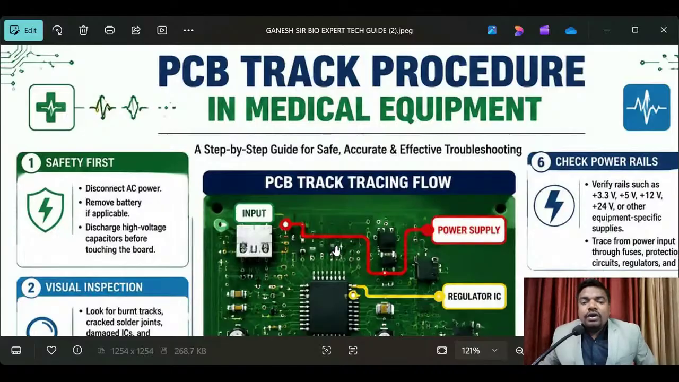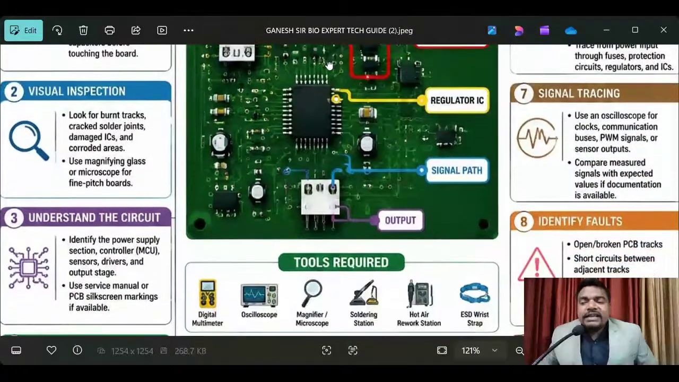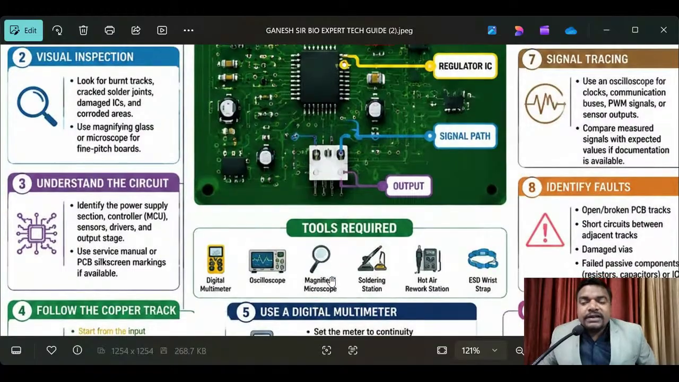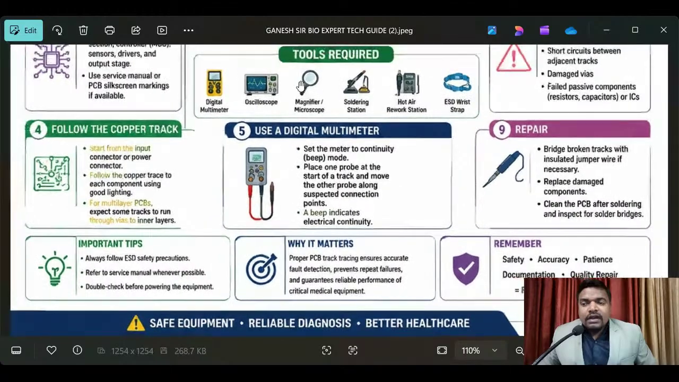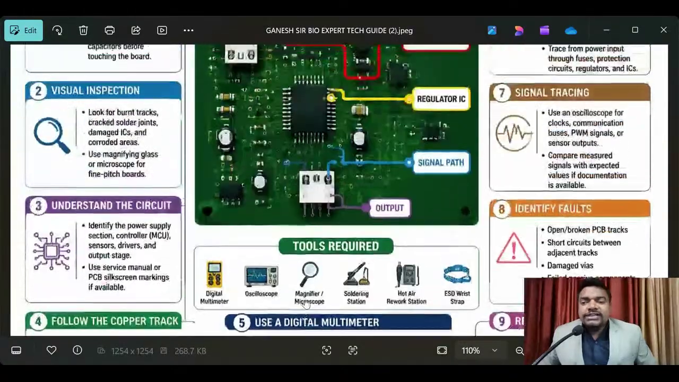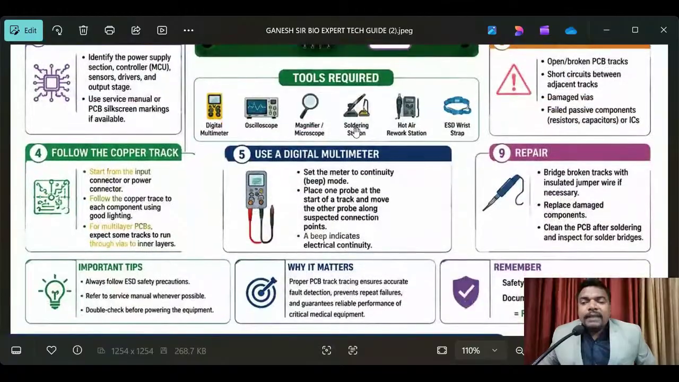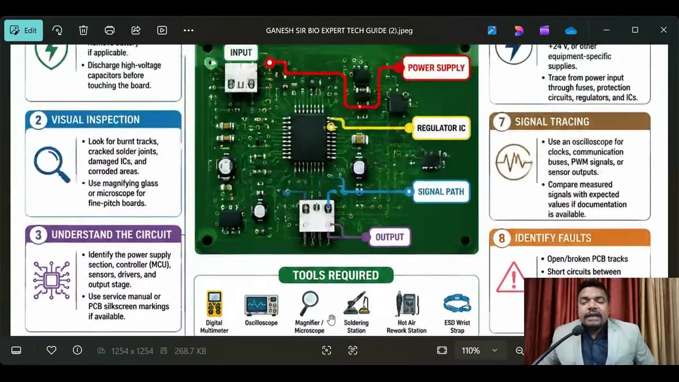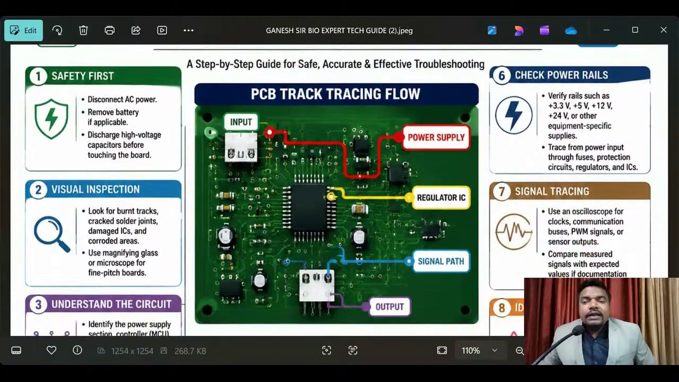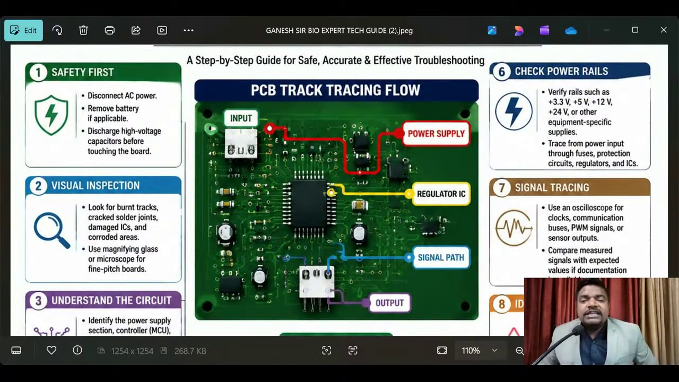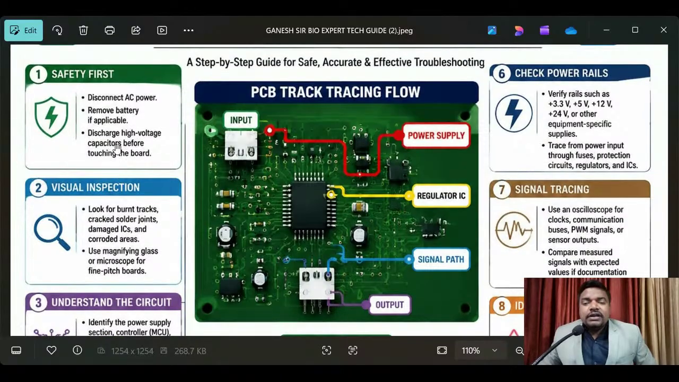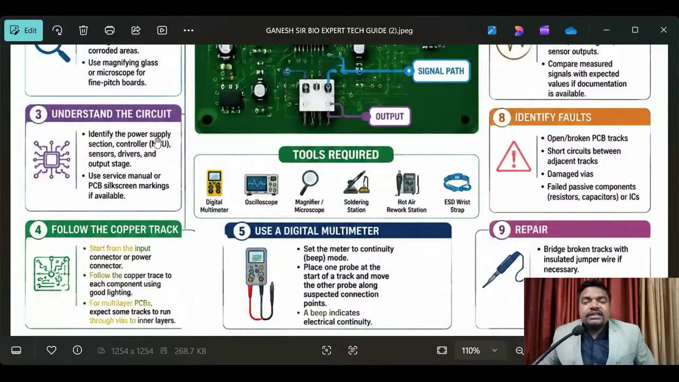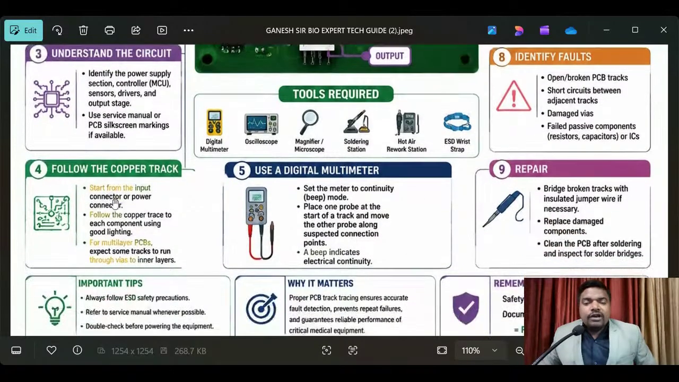Okay, now we are going to discuss these points. For the track procedure, I'm going to explain the important points in this presentation. There are 9 main points in total. I will read out the 9 headings and then explain each point. First, safety first. Second, visual inspection. Third, understand the circuit. Fourth, follow the copper track.